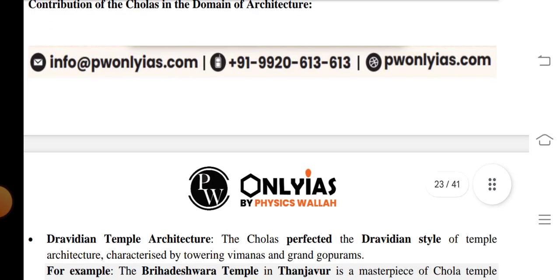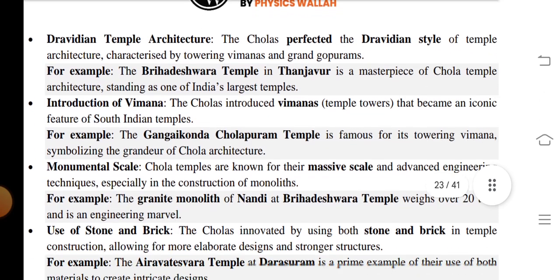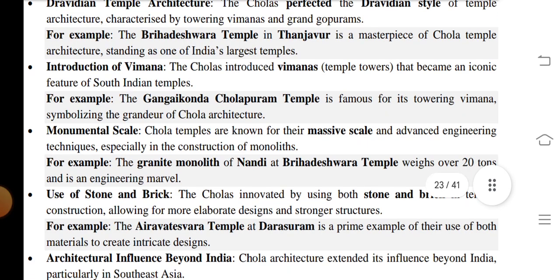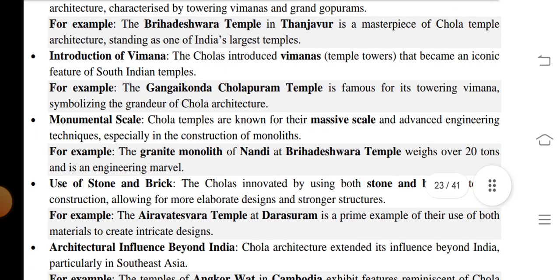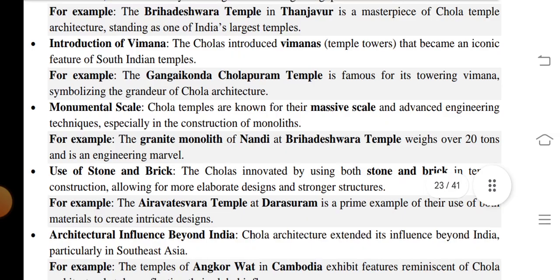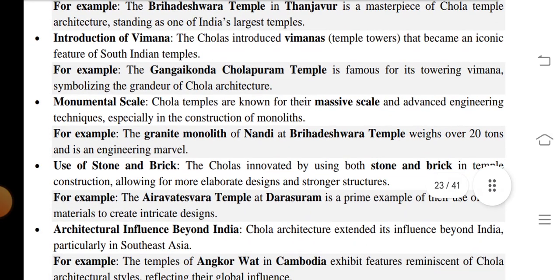Contribution of the Cholas in the domain of architecture. Dravidian temple architecture: the Cholas perfected the Dravidian style of temple architecture, characterized by towering vimanas and grand gopurams. For example, the Brihadeshwara temple in Tanjavur is a masterpiece of Chola temple architecture, standing as one of India's largest temples. The Cholas introduced vimana temple towers that became iconic features of South Indian temples.